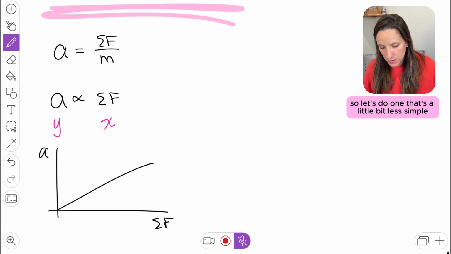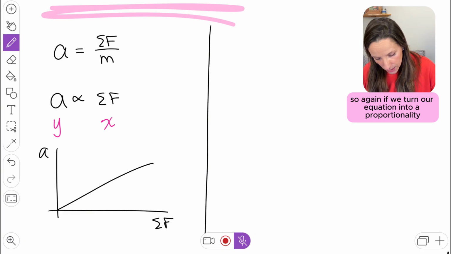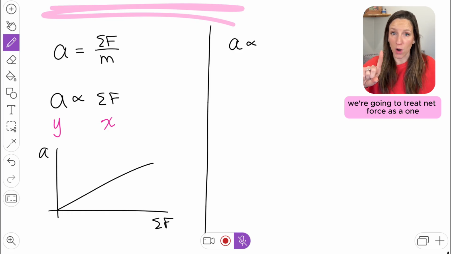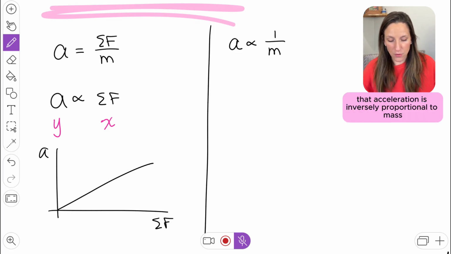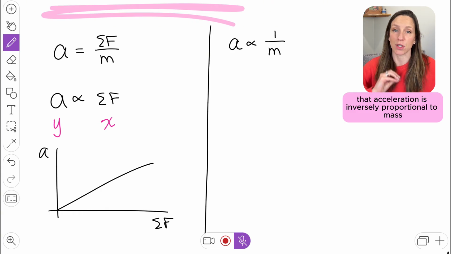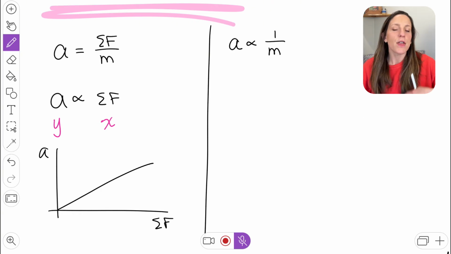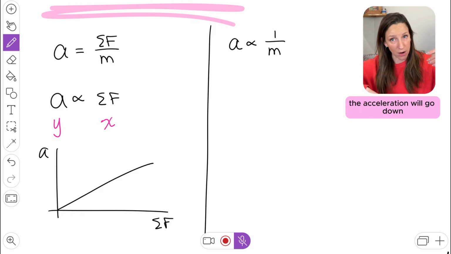So let's do one that's a little bit less simple. We'll look at the acceleration and mass relationship. So again, if we turn our equation into a proportionality, we're going to treat net force as a 1, and we see that acceleration is inversely proportional to mass. So on a very general level, that tells us that if the mass goes up, the acceleration will go down.